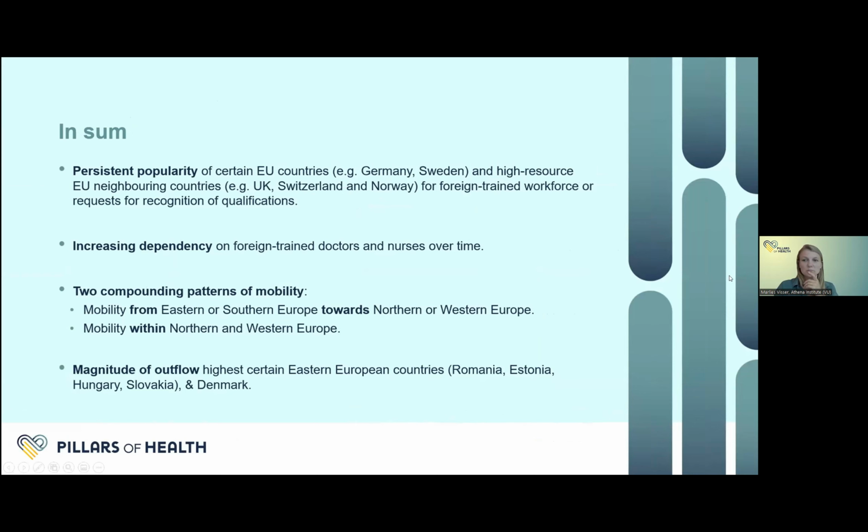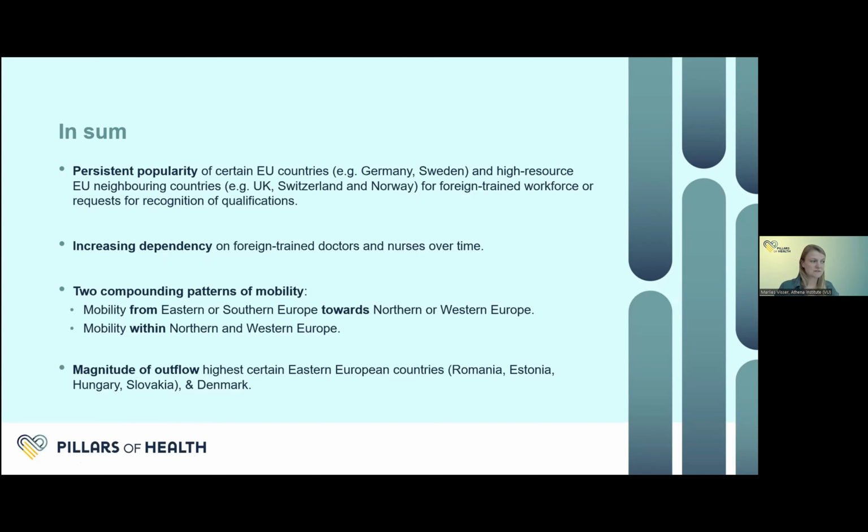So to sum up some of our key findings from this secondary data analysis: we see indications of persistent popularity of certain EU countries and high-resource EU neighboring countries, popular for being reliant on foreign-trained health workforce, or receiving requests for recognition of qualifications from health workers from other countries. In general, we also see an increase in reliance over time, looking at these past 10 years. And from the regulated profession database, we can identify hints towards two compounding patterns at work.